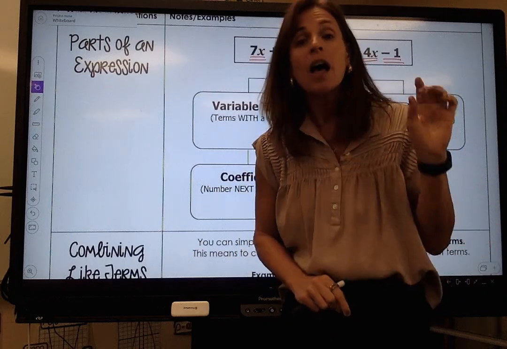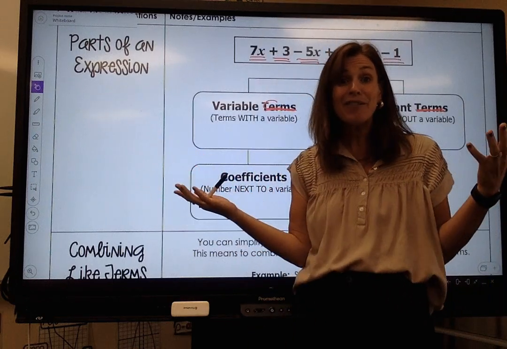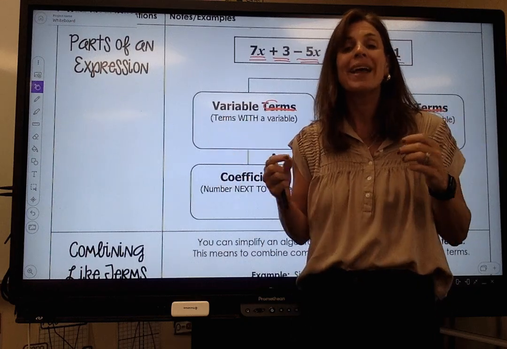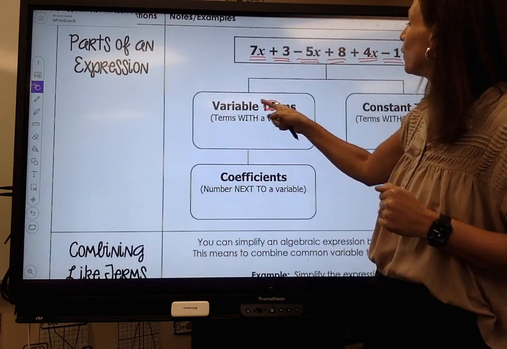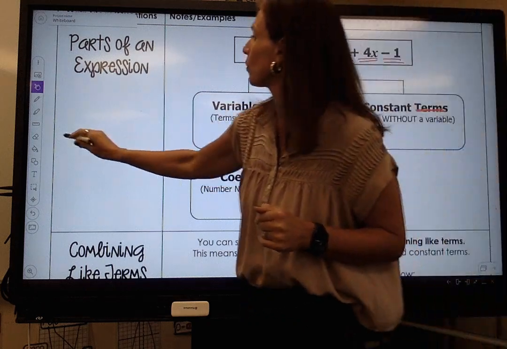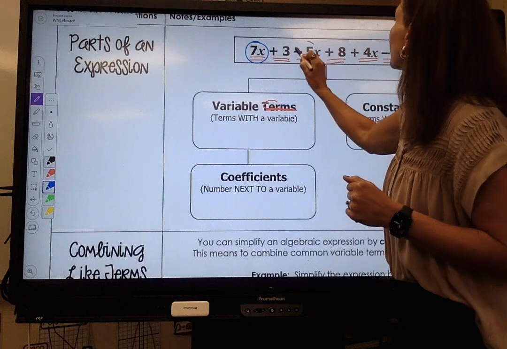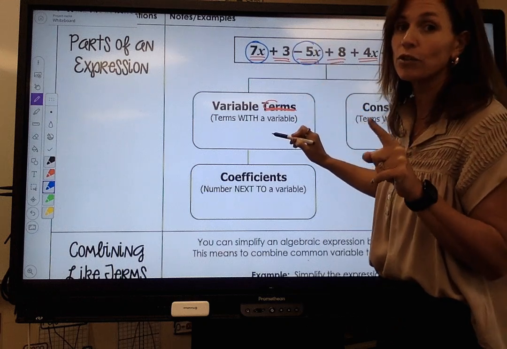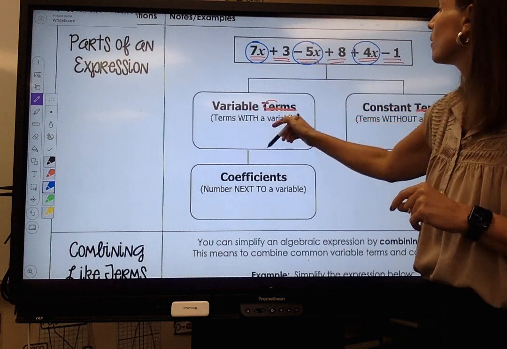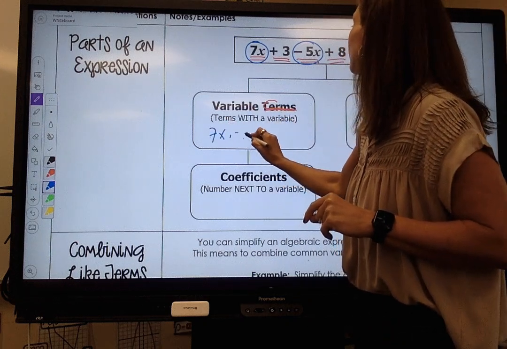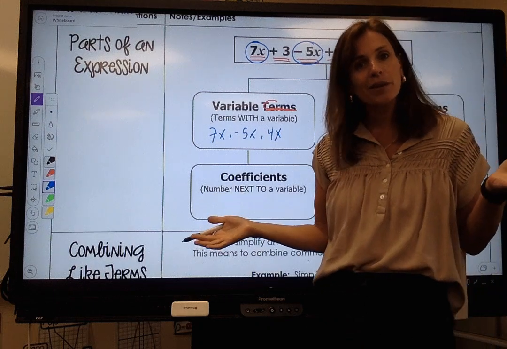Now, we can further break it down by variable terms and constant terms, but we've got to know what it means. A variable term, all it means is it's got a variable in it. It is a term that has a variable in it. It's got a letter. That's all it means. So if you look at the variable terms, you've got a 7x, you've got a negative 5x, you've got to include your sign, and you've got a 4x. So the variable terms are 7x, negative 5x, and positive 4x. It is just a term with a variable.